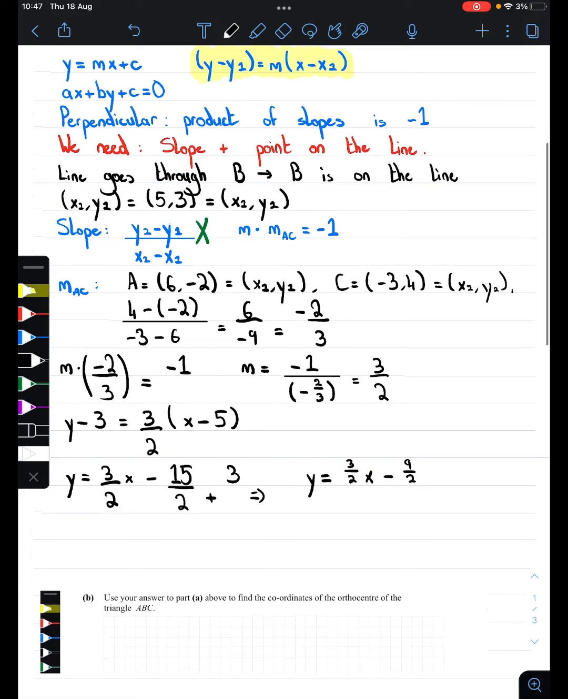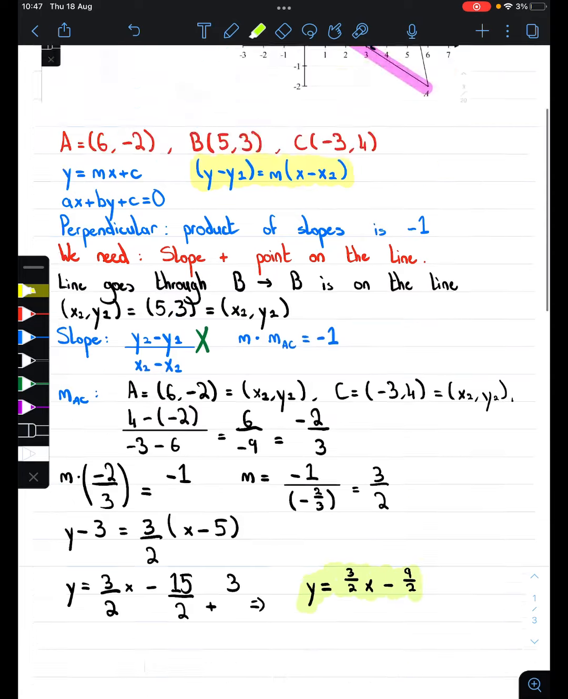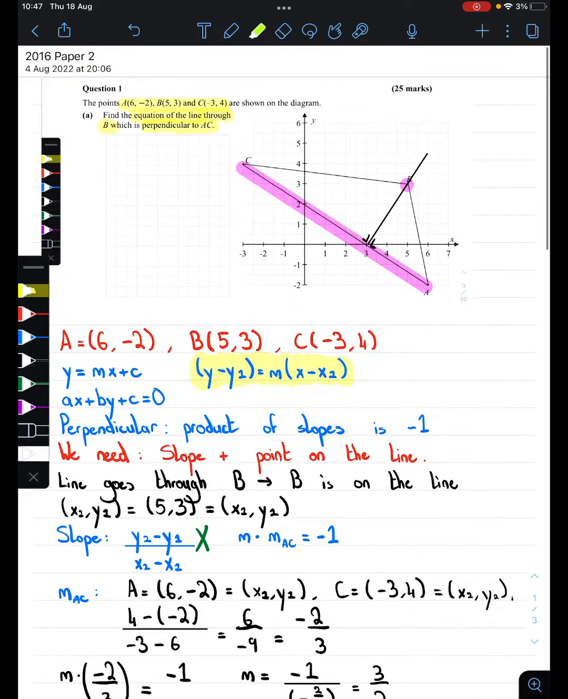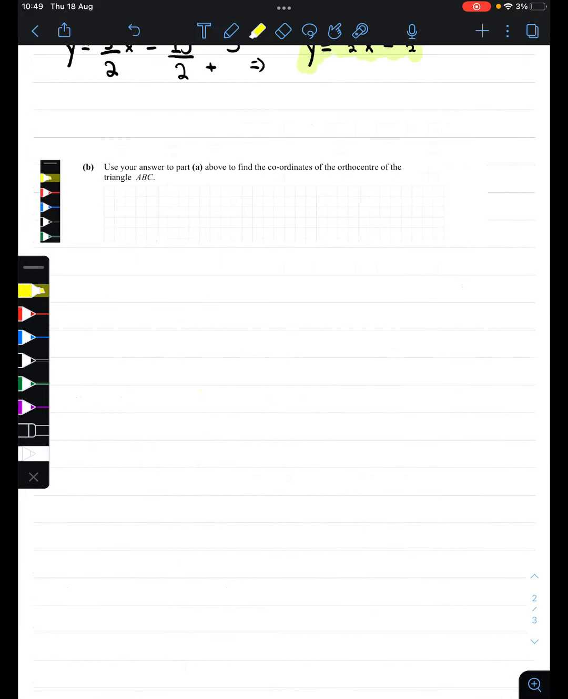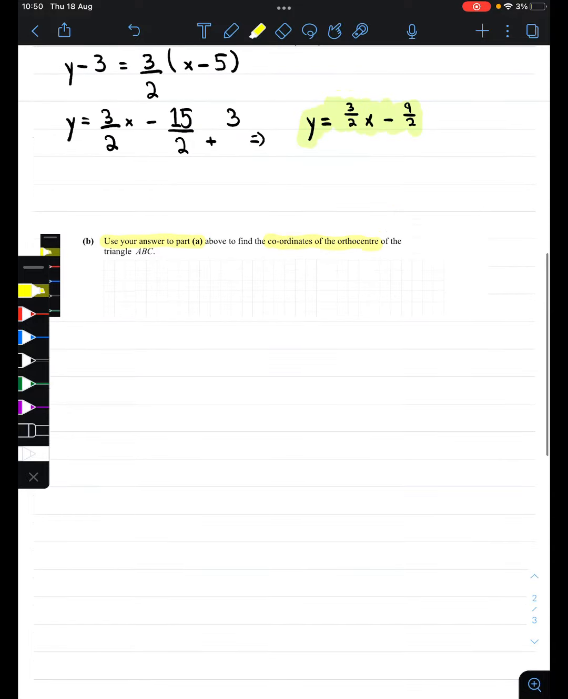Okay, so this is our equation of the line that we're looking for. Okay, now on to part B. Use your answer to part A to find the coordinates of the orthocenter of the triangle.